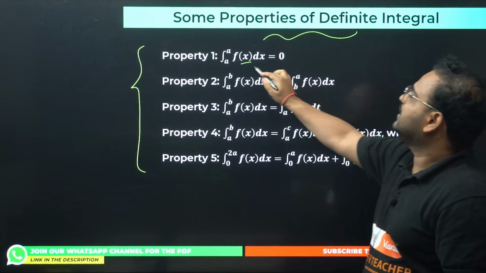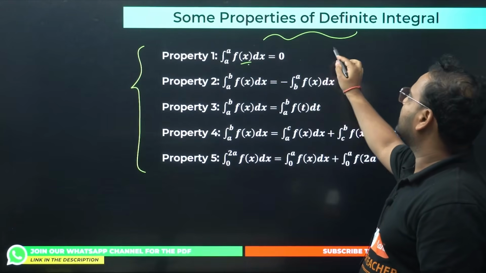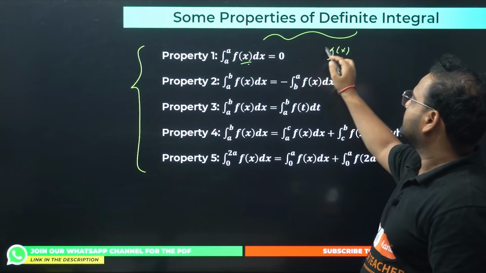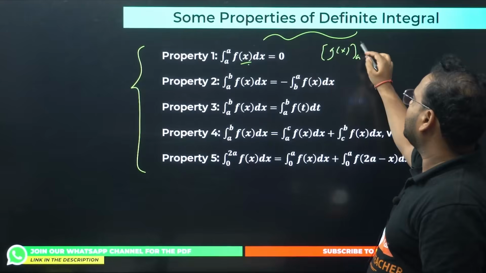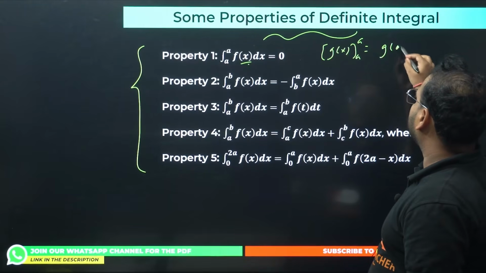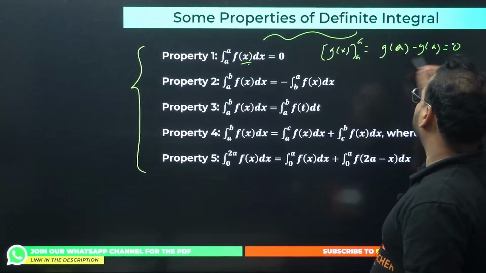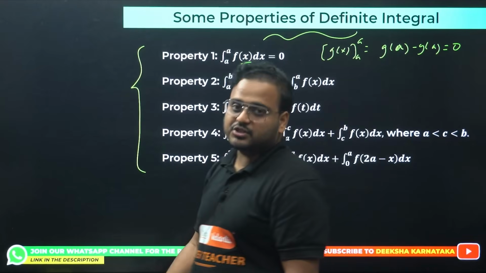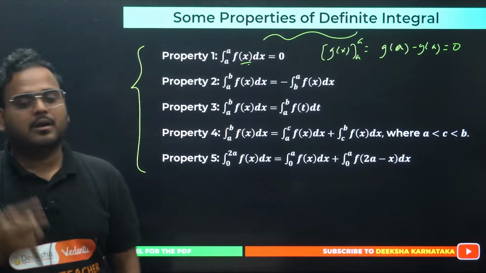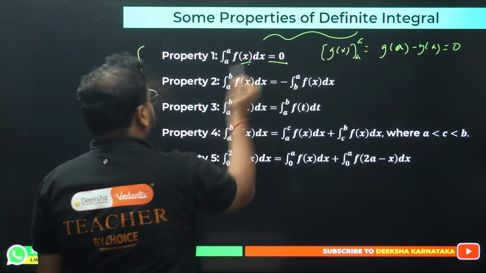How come? Let's say the integration of f of x dx is G of x, from a to a. It will become G of a minus G of a. How much is that? 0, right? So if you are integrating a function from the same value a to a, the answer is always 0.